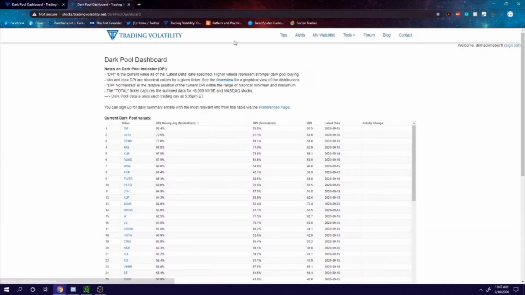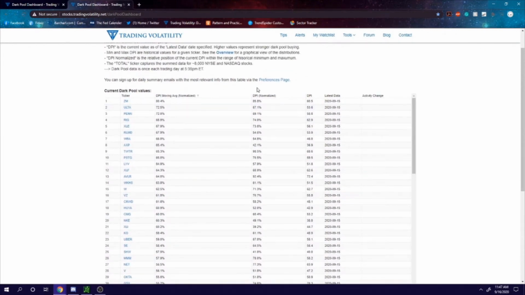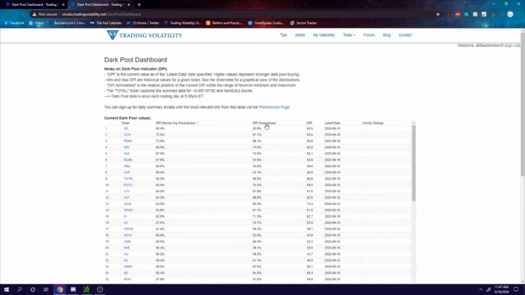So real quick, if we go over to the dark pool dashboard, this shows you current dark pool values. And this website is always updated at the end of a market session, about an hour and a half to 2 hours after the market closes, so it can gather the dark pool data. So DPI simply means dark pool index. Higher DPI values represent stronger dark pool buying.